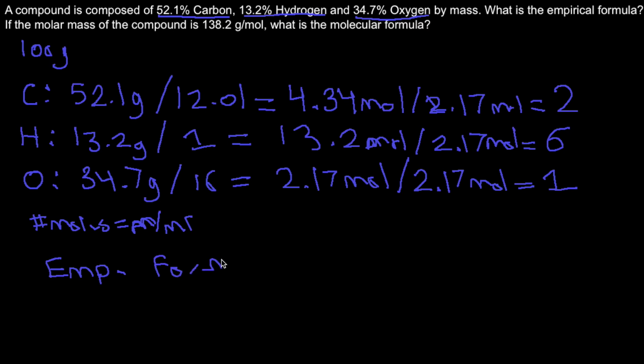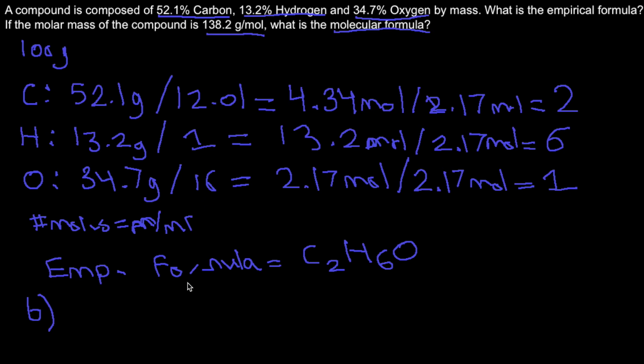Just write it down here. That is going to be C2H6O1, only one oxygen atom. That's our empirical formula. Now, the same way as it was in the last question, we're told that the molar mass of the compound is 138.2, and it asks us to find the molecular formula.